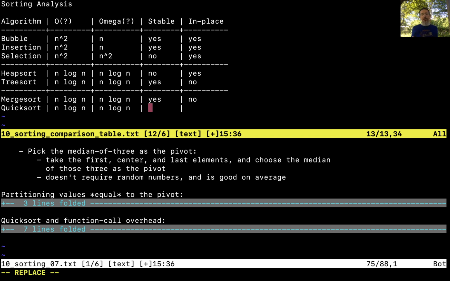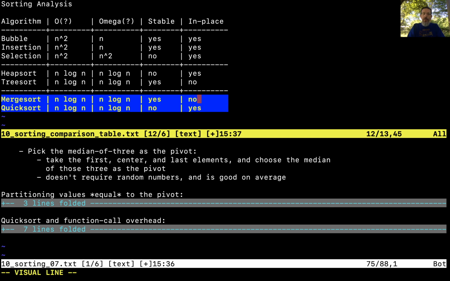Well, no, it's not. And that should be fairly obvious by the fact that when we partition, we're moving left and right towards each other, and we can take equal values and swap them, which we talked about earlier. So this is not a stable algorithm, but it is an in-place sorting algorithm, which makes it slightly better in that respect than merge sort. So it is a memory efficient sorting algorithm. And that's one of the reasons why it's very fast.